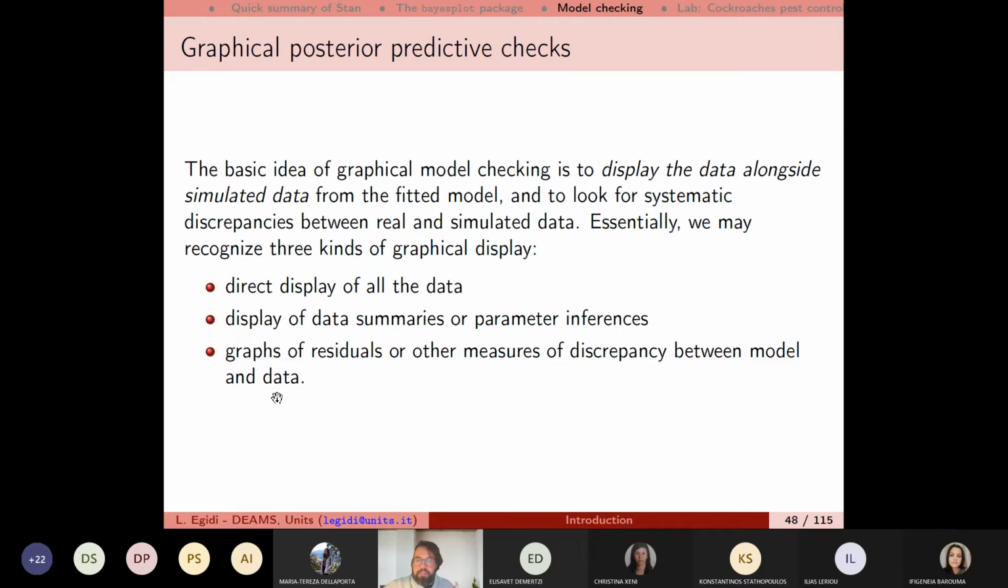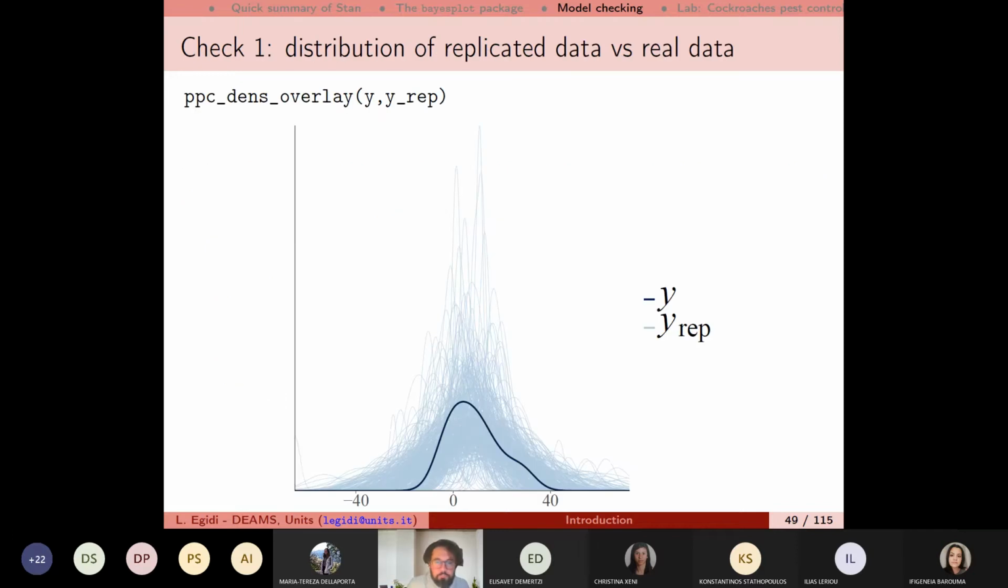So basically we have many things. Let's see what happens with the function, for instance, ppc_dens_overlay, with arguments y, the observed data, and yrep. Basically, I'm plotting together the real data vector, so y, which is the dark blue line, along with all the data vector replications obtained from my model, the yrep.